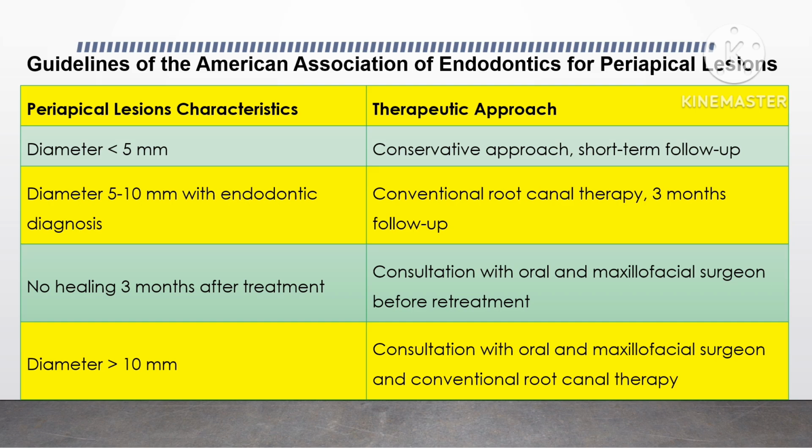For medium lesions which are 5 to 10 mm in diameter, and have been diagnosed as needing endodontic treatment, a root canal treatment should be performed, followed by checkups after 3 months. If the lesion does not heal within 3 months after the treatment, it is essential to consult a specialist for further evaluation without trying treatment again. For larger lesions which are more than 10 mm in diameter, it is very important to consult an oral and maxillofacial surgeon immediately, and they may decide whether to proceed with a root canal or not.